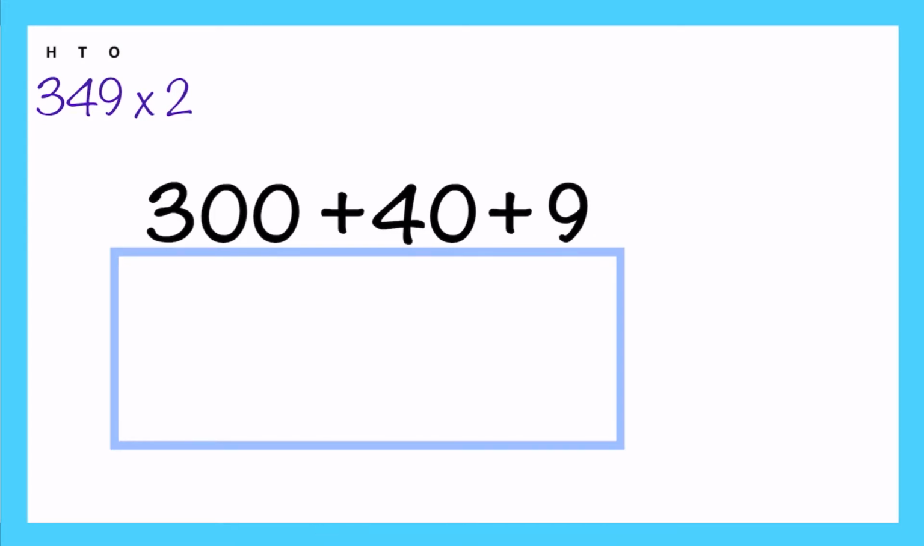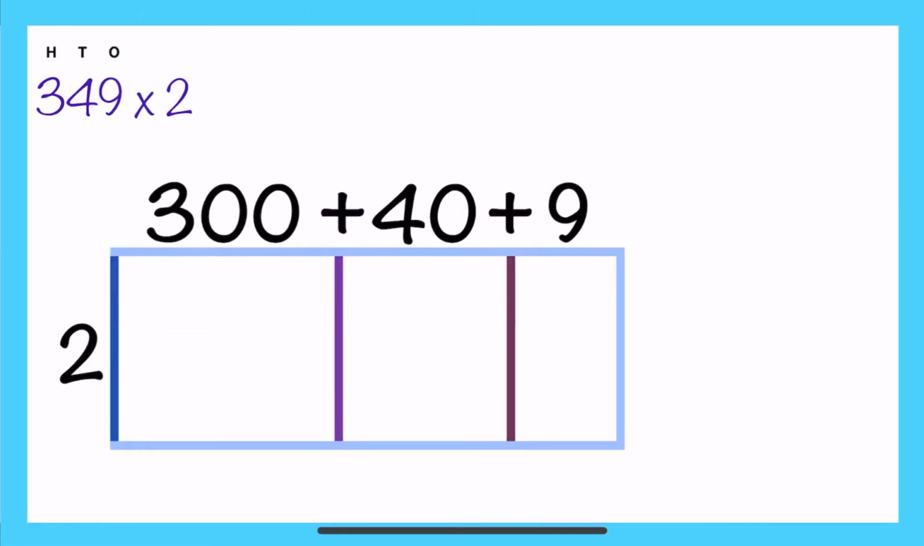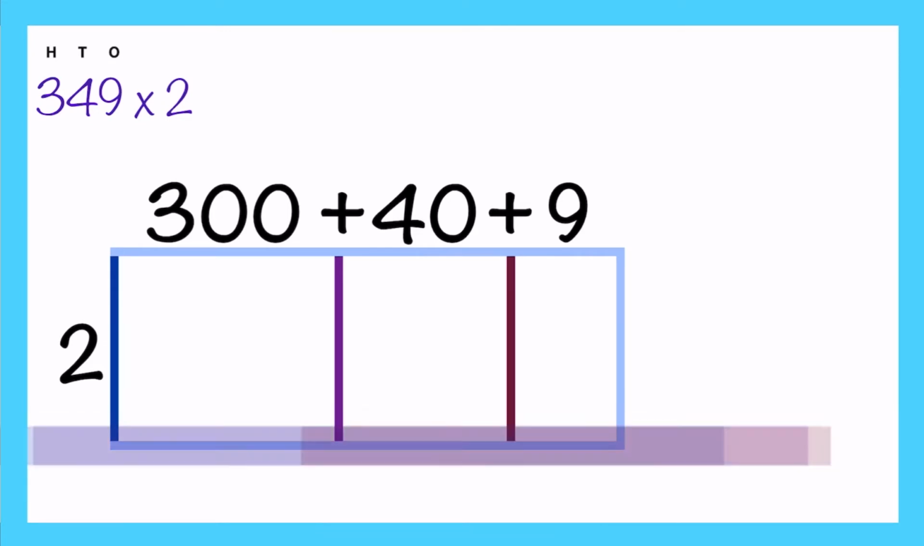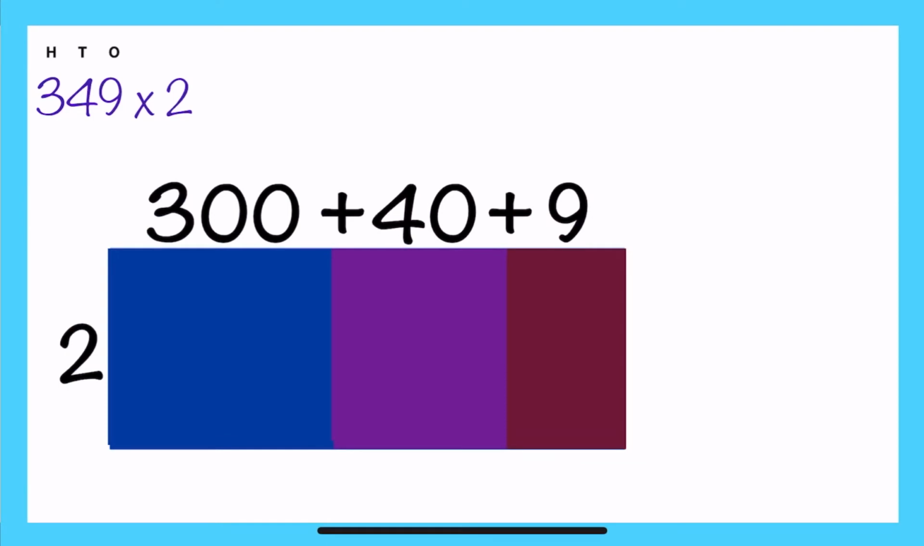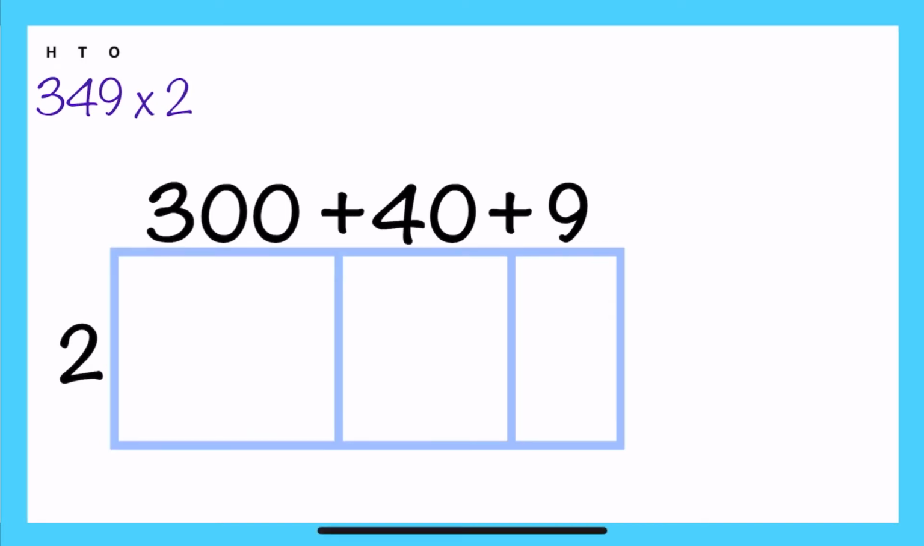Now, wherever you see a plus sign, make a line down the box. Notice how 300 has the largest box and 9 has the smallest box. Now write your other digit on the other side of the box. Next, we're going to multiply the length of each box and the width of each box to find the area of each box, which is the reason we call it an area model. Lucky for us, the length of each box is the same, 2.